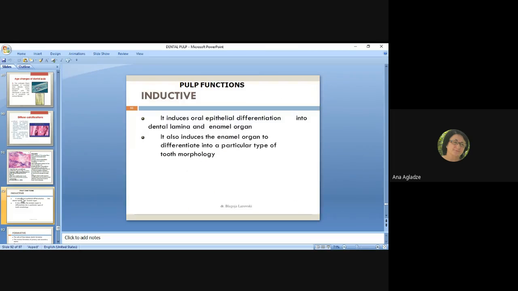And here let's speak about the physiology and the functions of the pulp. You know that pulp provides nutrition for the odontoblasts. First of all, odontoblasts are the superficial layer of pulp and they are derived from pulp. And pulp provides nutrition for odontoblasts.